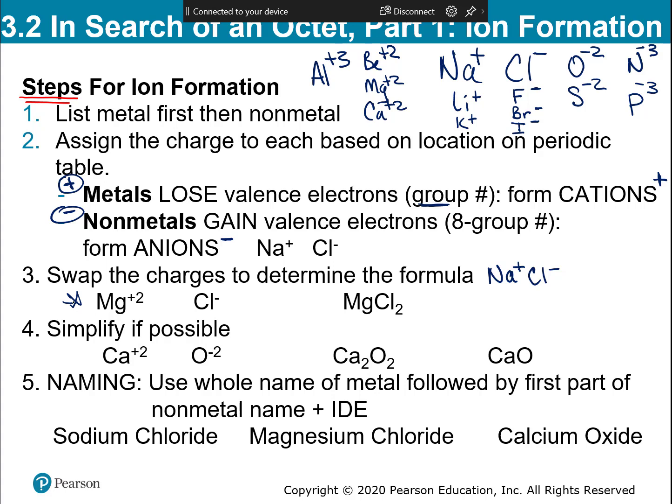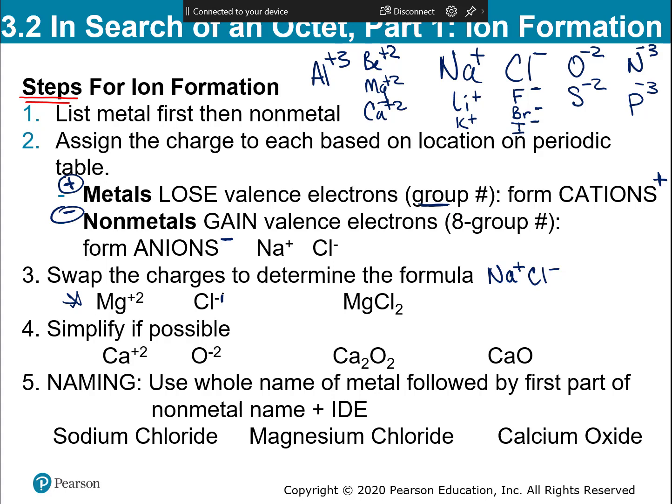Magnesium's over in group 2, so magnesium has a +2 charge. Chlorine has a -1 charge. So see, they're not the same. Do you see the positive and negative charges are not the same? The way that you get them to be the same is you determine the formula.